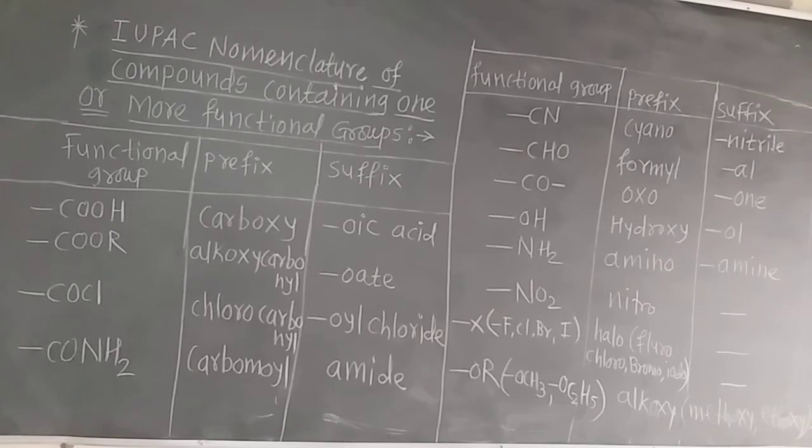Now see, if the functional group is the carboxylic group, COOH group, then the prefix is carboxy and the suffix is OIC acid. We know that if the carboxylic acid contains one carbon atom, then we call that formic acid. What is the IUPAC name of formic acid? Methanoic acid. So OIC and acid, these two words are given as the suffix for the carboxylic group.